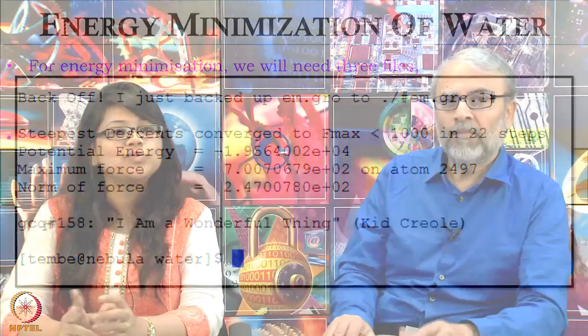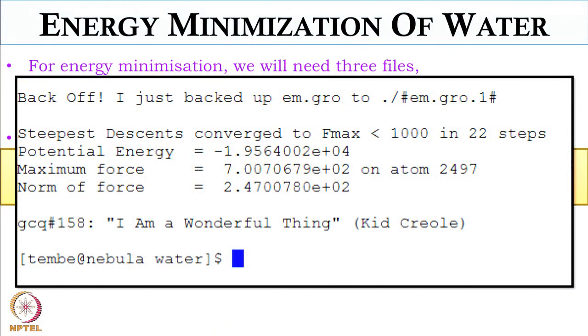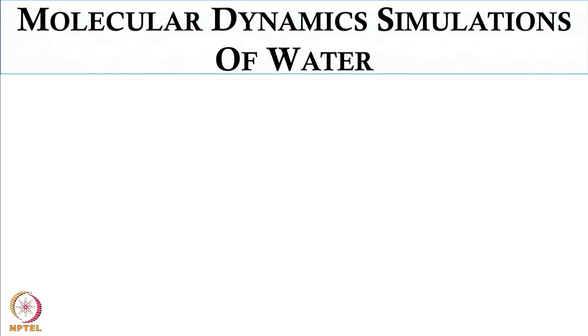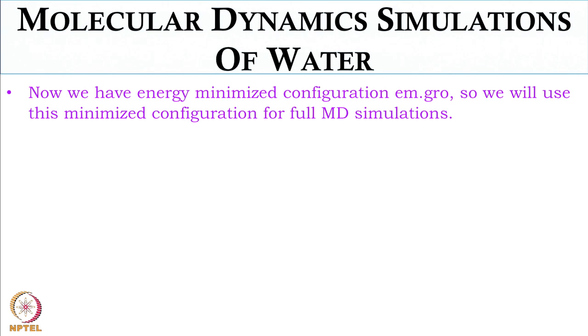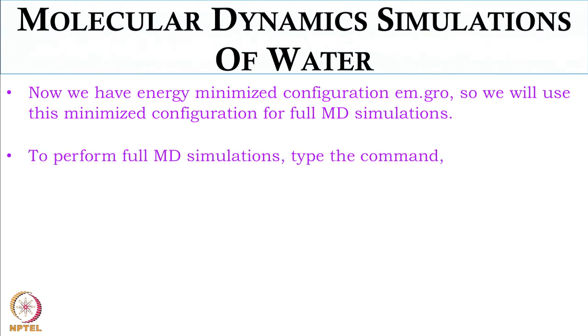Now we will use the GRO file of energy minimization for the full molecular dynamic simulation. In the first line, what is the meaning of that /em.gro? Actually, if you already have a file em.gro, it will override the file with that. That is right, that is the command. So for molecular dynamic simulation of water, we now have the energy minimized configuration em.gro, we have topol.top, and we have the full.mdp file. These are the files that are required.